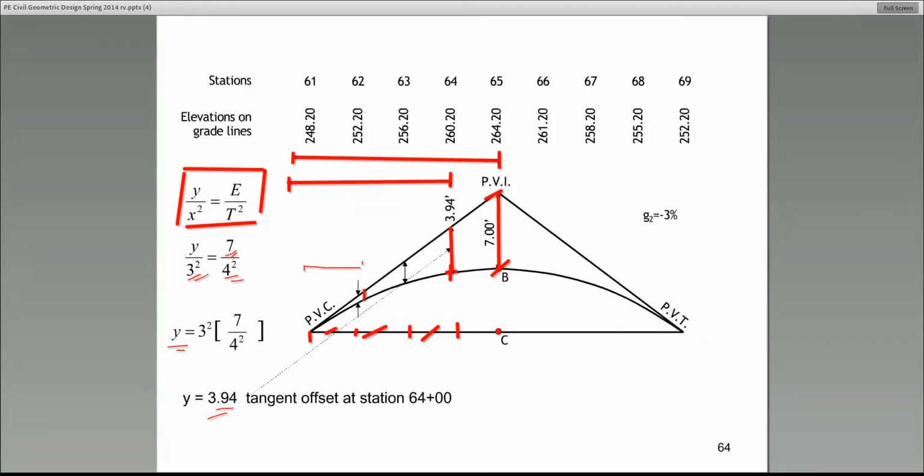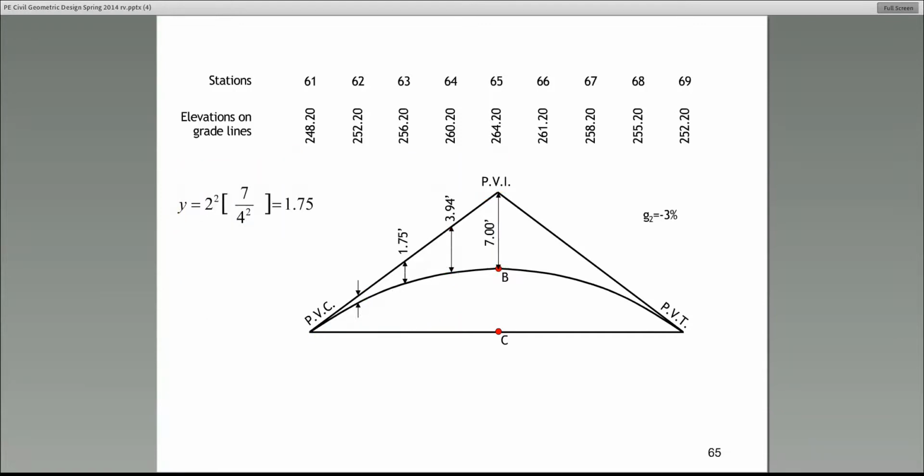Matthew says 1.75. Matthew changed his mind, says 2, and then Matthew changed his mind again, said 0.44. No, I think at station 62 is 1.75. Yeah. Does everybody follow that?